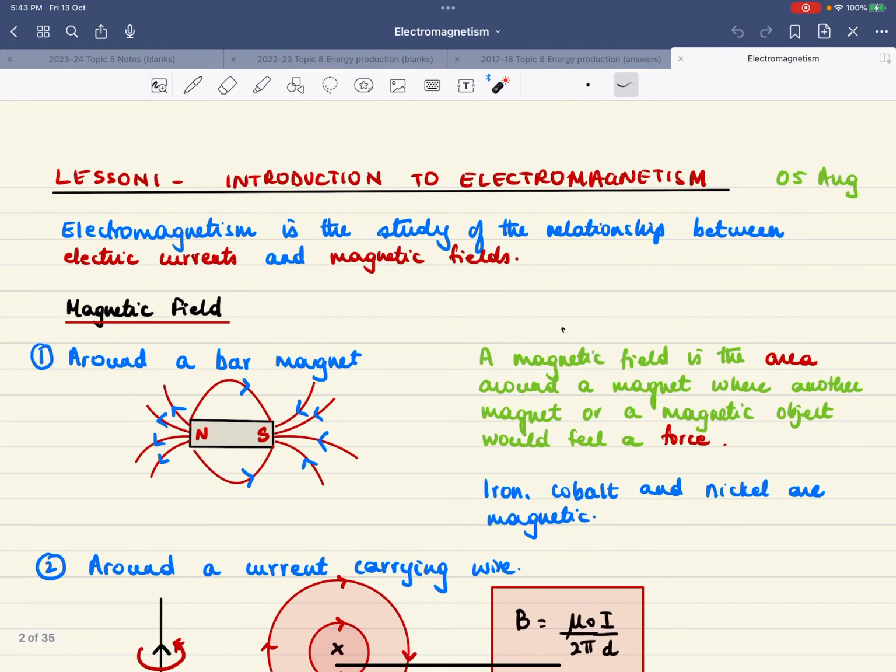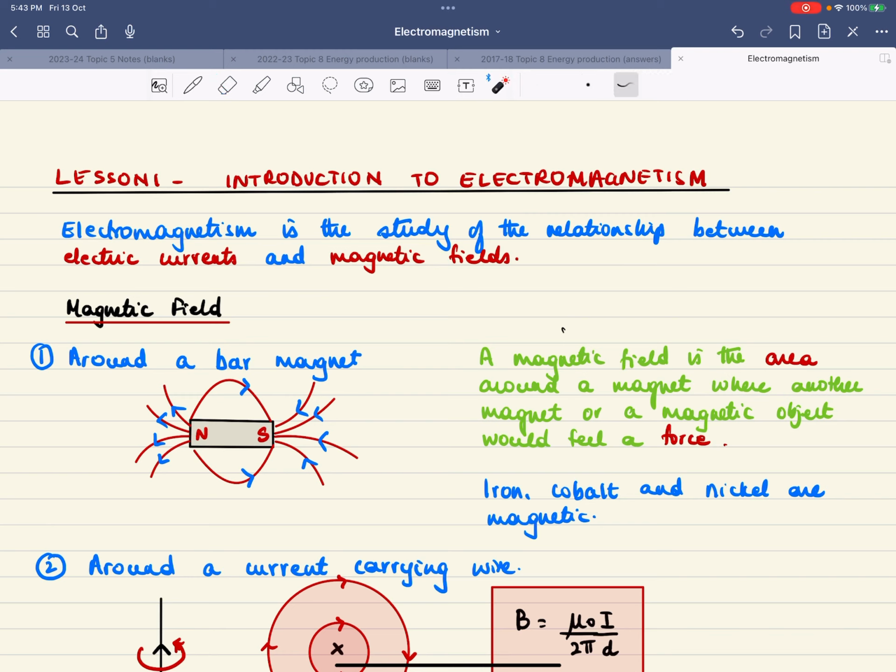This is lesson 1, an introduction to electromagnetism for year 13 physics. I'll just rub the date off. Okay, so electromagnetism is a study of the relationship between electric currents and magnetic fields.